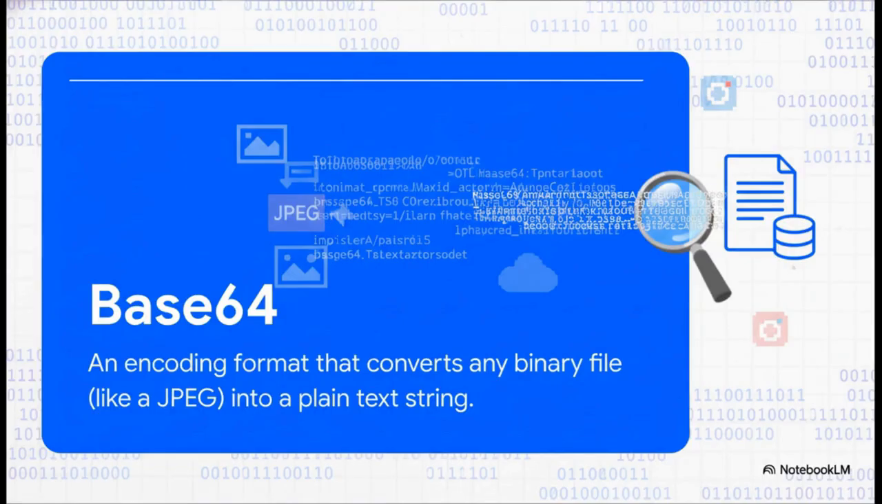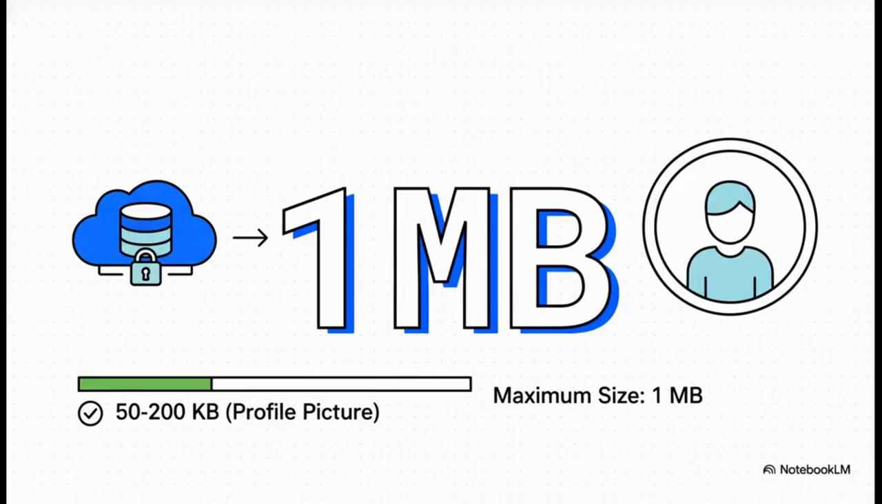Well, think of it like this. It's a special language that can describe any file, like your JPEG image, using only letters and numbers. It takes your picture and turns it into a super long string of text. To us, it just looks like a bunch of random characters. Total gibberish. But hidden in there is all the data for your image. And because it's just text, well, we can drop it right into a text field in our Firestore database. Simple as that.